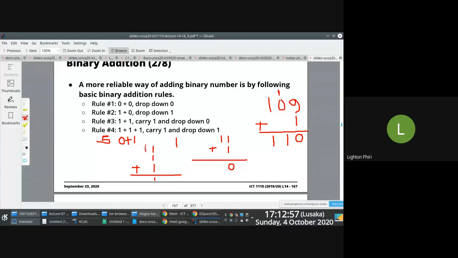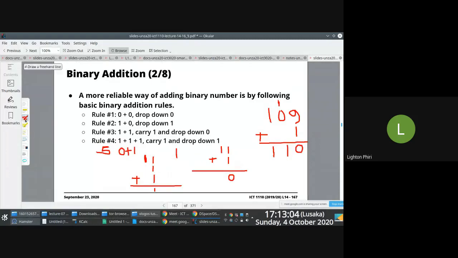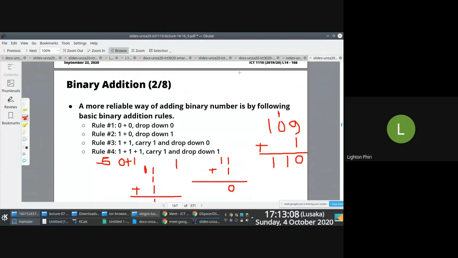Now again, I know what you're thinking: well, Lighton, why would we have 3 1s? In case you're wondering, like Lighton probably wondered at some point when learning binary for the first time, imagine a situation where you're adding 1, 1, and 1, 1.